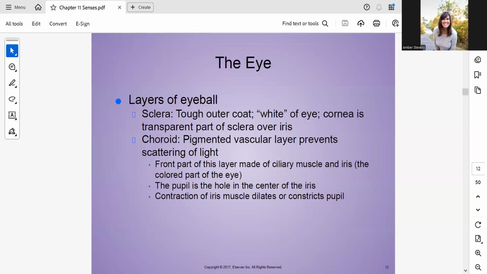The eye is composed of those three main layers: the sclera, the choroid, and the retina. The sclera is often called the white of the eye, and it provides structure and protection. The choroid contains the blood vessels that nourish the eye, and the retina houses the photoreceptors that capture light and convert it into neural signals for the brain to process.